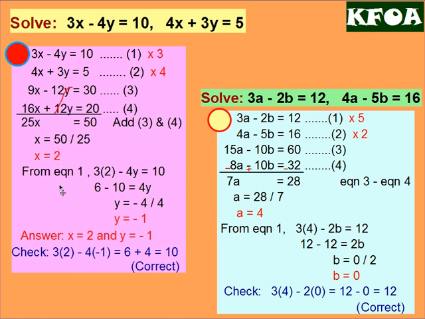Now you can substitute this x is equal to 2 in an equation. So from equation 1, 3x minus 4y, so 3 into 2 minus 4y is 10. So 4y equal to 6 minus 10, y equal to minus 4 upon 4, y is equal to minus 1. So we got answer x is equal to 2 and y is equal to minus 1. You can check.